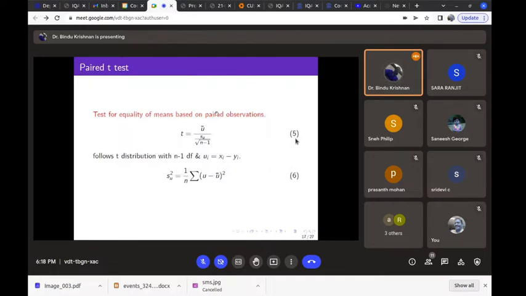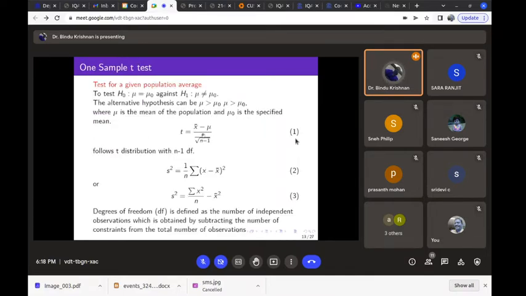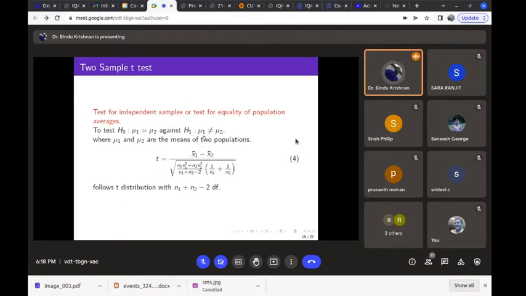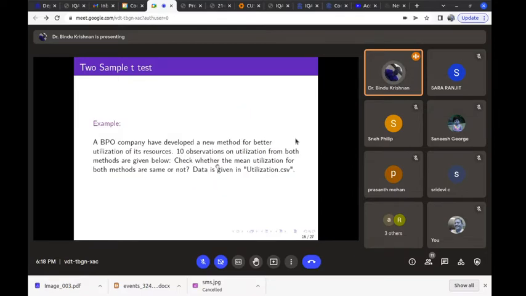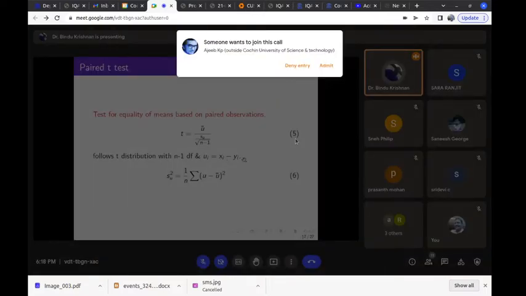Yeah. So this is the test statistic which we use in the paired t-test. T equals, actually this also comes from the same formula, this one. Only thing is that in the case of the independent sample t-test and in the case of the paired t-test, we have two samples. So how do we link those two samples? Let us take the difference between those values.